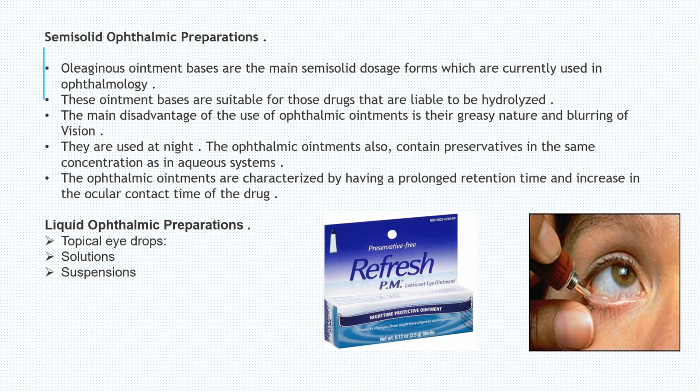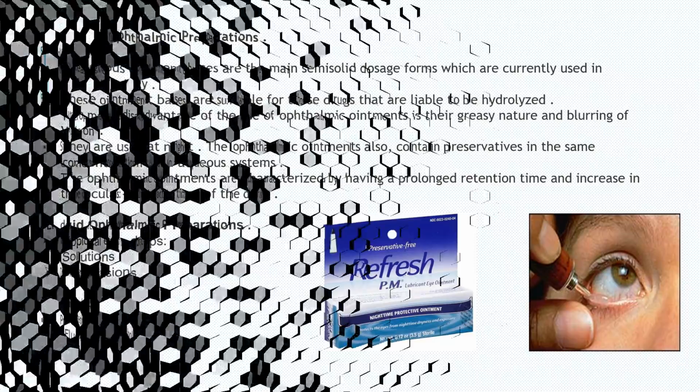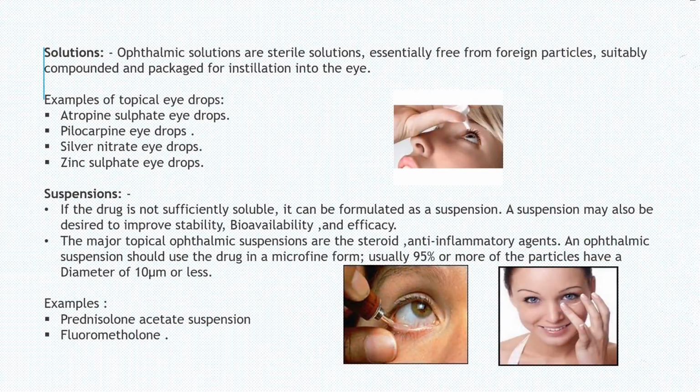Liquid ophthalmic preparation. Examples: eye drops, solutions, and suspension. Ophthalmic solutions are sterile solutions free from foreign particles, suitably compounded and packed for easy instillation into the eye. Examples: atropine sulfate eye drops, pilocarpine eye drops, silver nitrate eye drops, zinc sulfate eye drops.